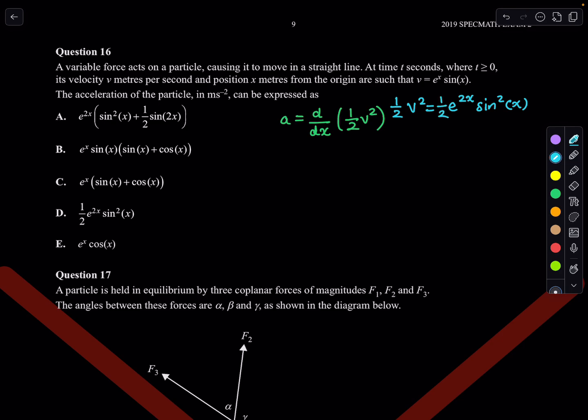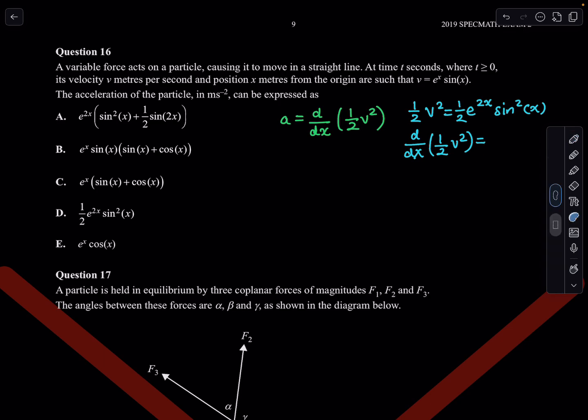Half. And then I'm going to derive it. Of course, I'm going to try to derive it, d/dx, in terms of x, of course. You remember, in terms of x. Derive it equals what? So let's derive this.